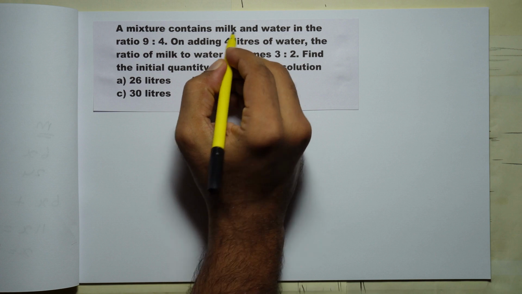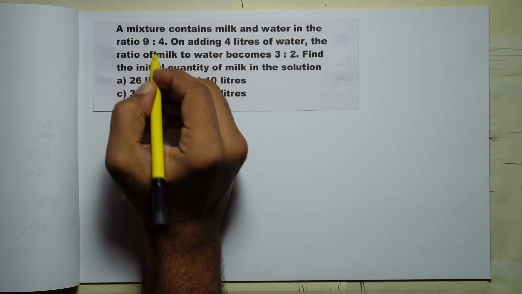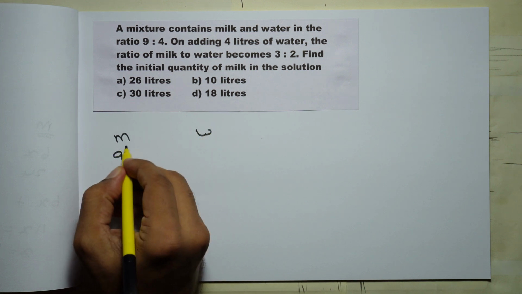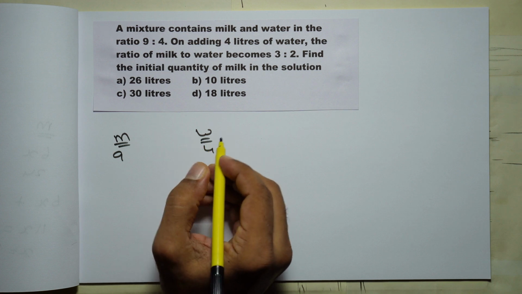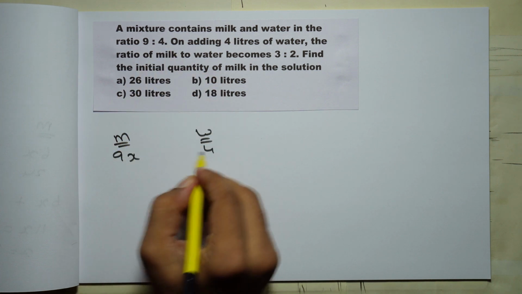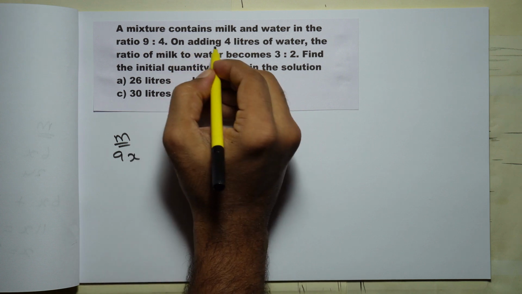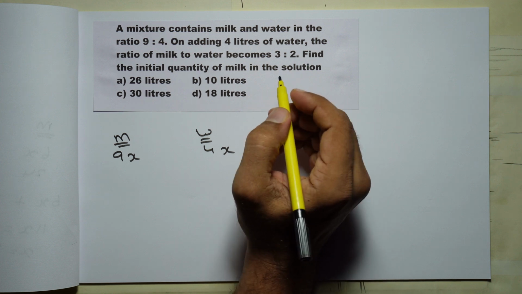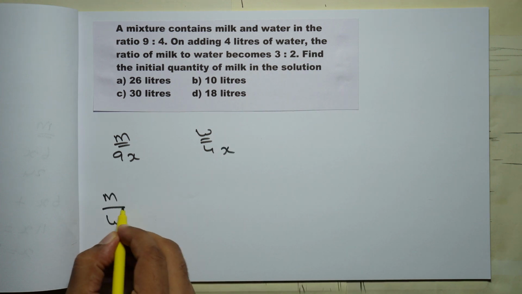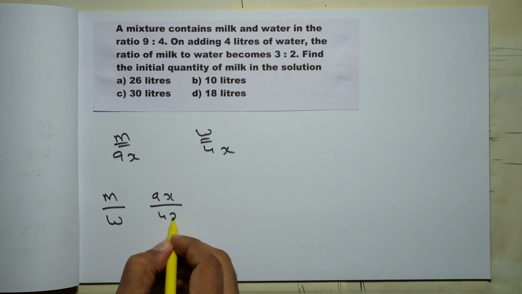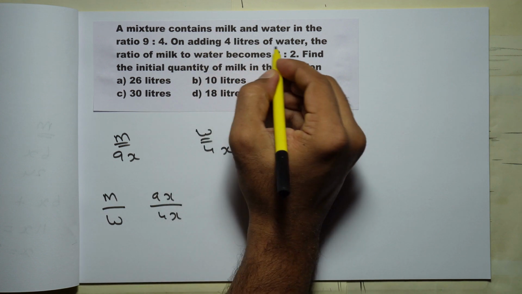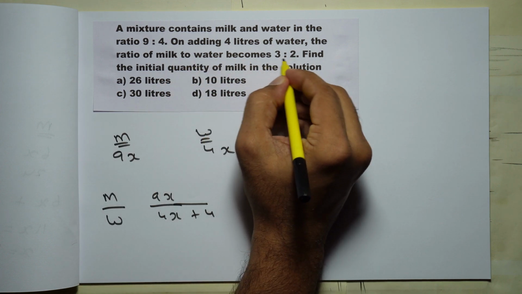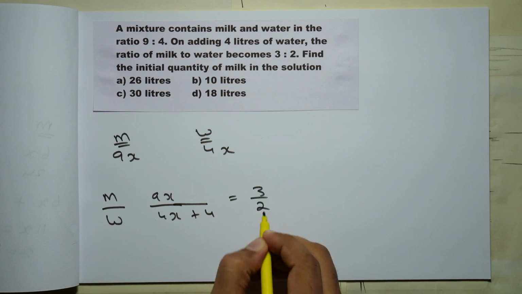A mixture contains milk and water in the ratio 9:4. So the quantity of milk and water are in the ratio 9:4, and we'll take their actual values to be 9x and 4x. Now on adding 4 liters of water, the ratio of milk to water becomes 3:2. What is mentioned is that on adding 4 liters of water, the ratio will become 3:2.